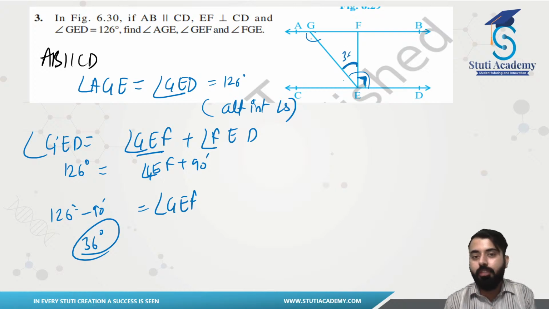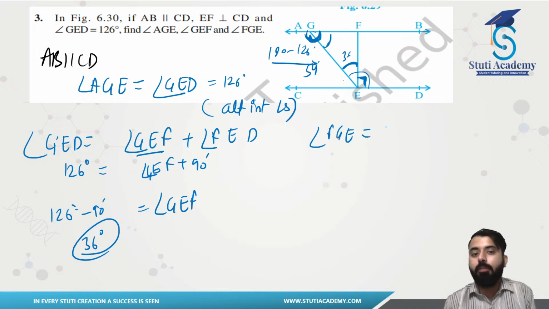I know this is a straight line. We can easily calculate this one. We have to find out FG, right? So take the linear pair here. This is 126. So 180 minus 126. So you will be getting an angle which is 54 degrees. So angle FGE will be 180 minus 126 degrees, not 1260.